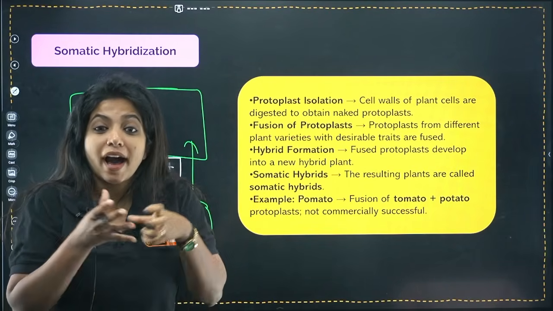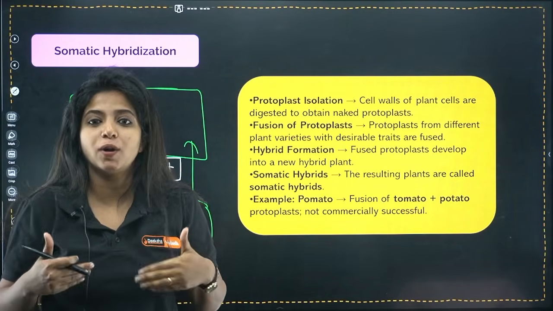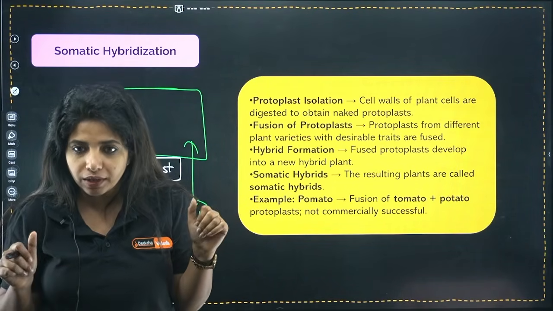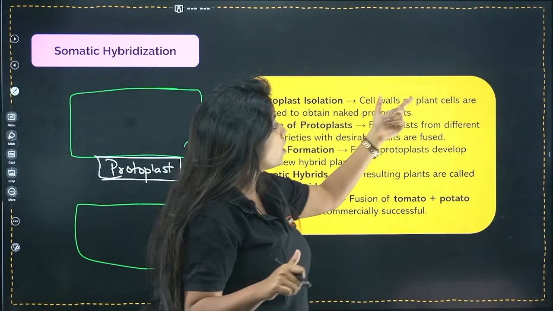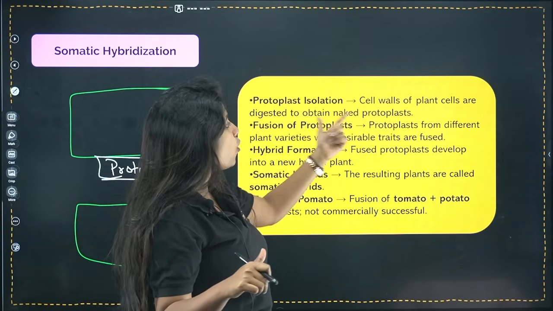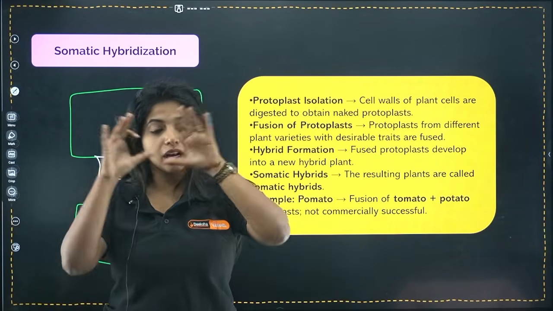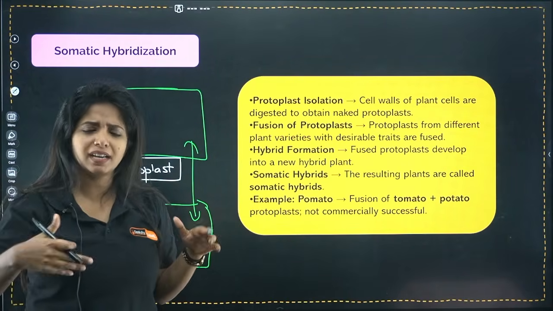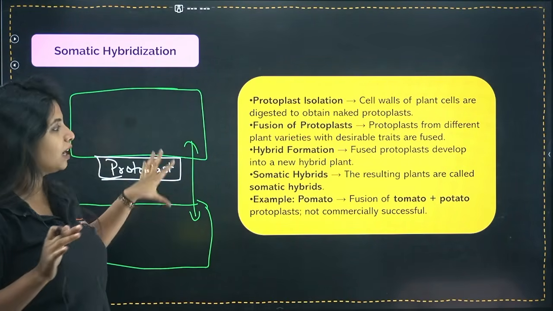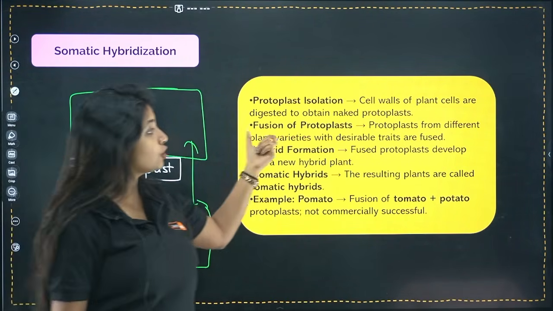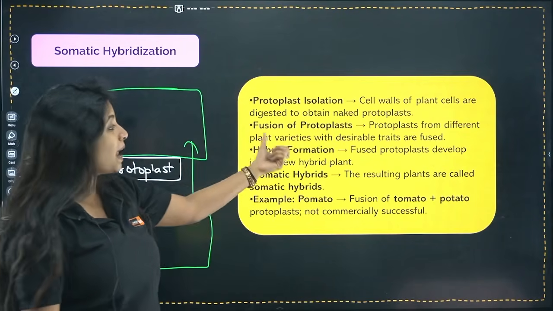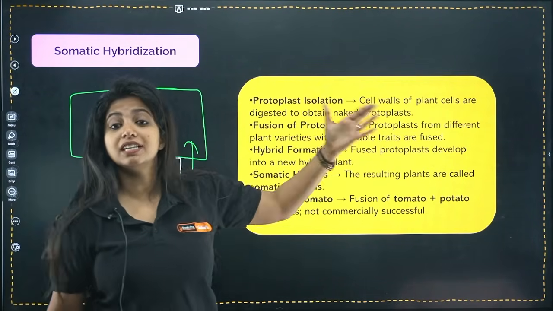You're getting a new hybrid out there, a new thing out there. That's why you call it hybrid. It was not generally found. Okay, so first of all, cell walls of the plant cells are digested to obtain naked protoplast. The cell wall is digested with the help of cellulase and things like that, and lastly, you get the naked protoplast. Protoplasts from different plant varieties with desirable traits are fused.